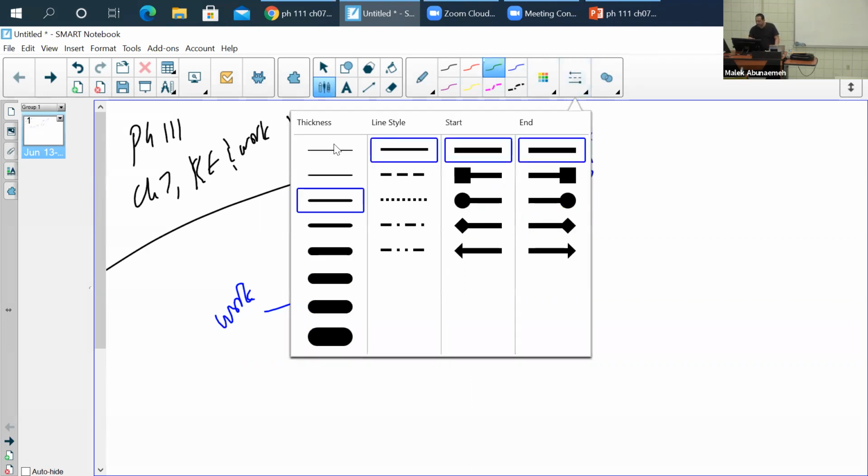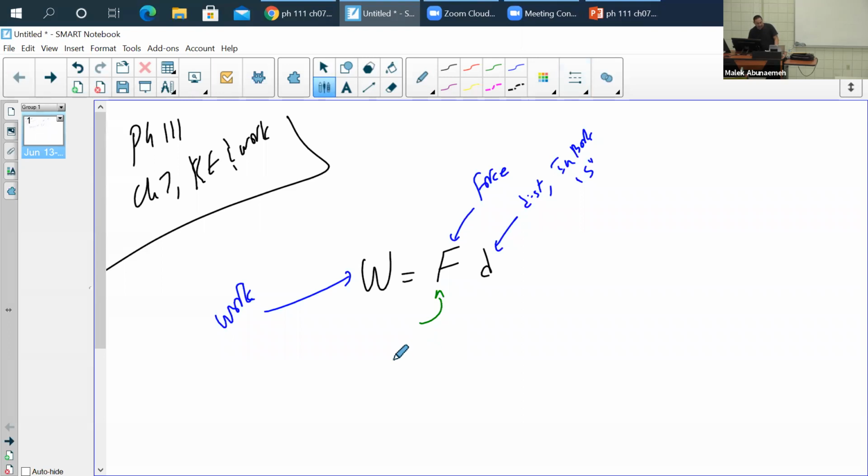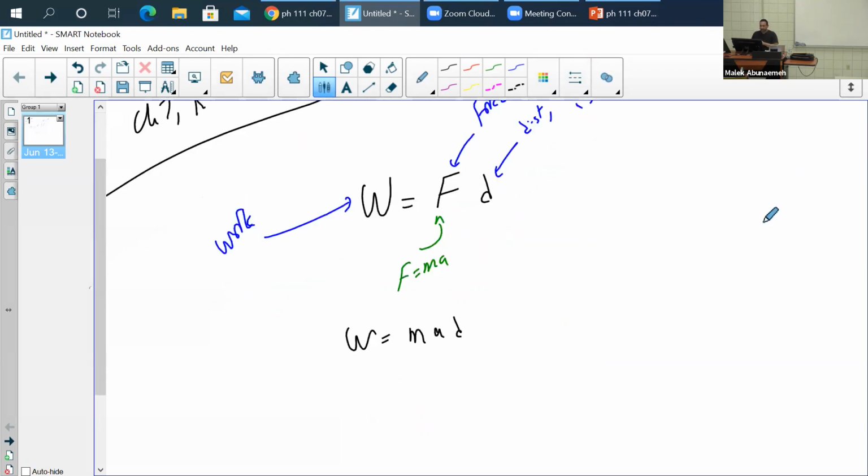Now, we defined your force from Newton's second law as your mass times your acceleration, which makes the work equal MAD. That's why it's so important to get a vacation when you have a job, because too much work will make you mad. Your mass times acceleration times your distance. So your work is your mass times acceleration times your distance, which is your force times your distance.